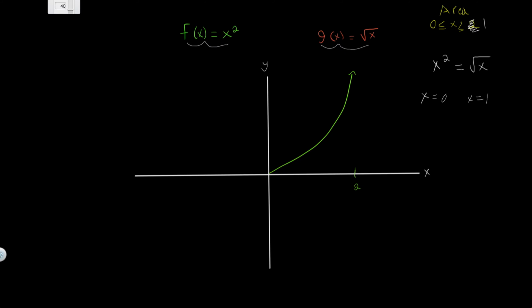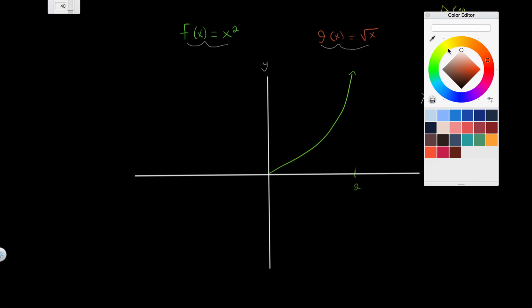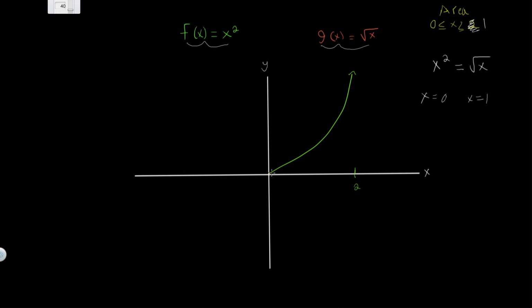And if that didn't really make sense, I encourage you to graph these two on Desmos so you can clearly see what's going on. Let me do the same color. So we're doing our g of x function. It should look something like that. And again, this right here is 1. This is x equals 1.